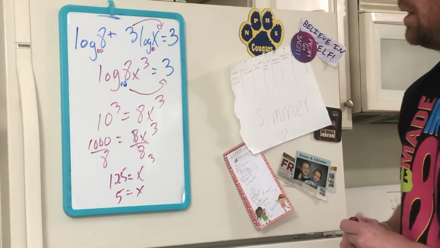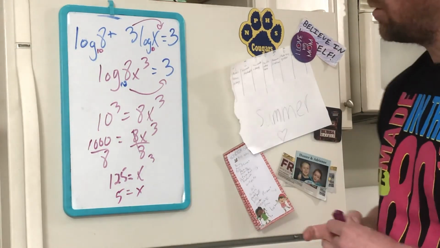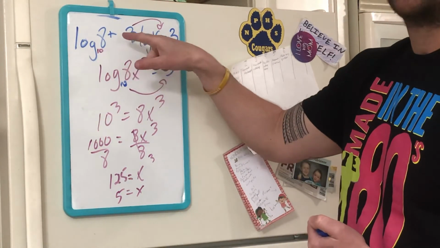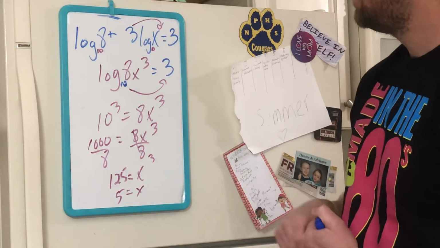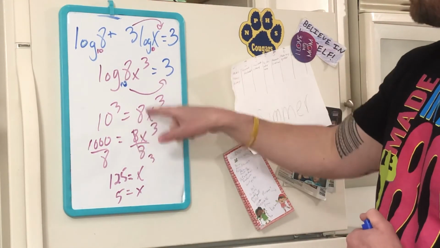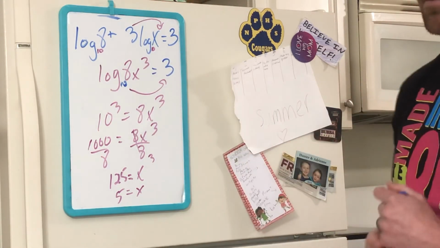So one more time, this 3 goes in front for the exponent, and then multiplication and add are the same thing, so we do 8 times x to the third. We put that 10 there because there's no base. 10 to the third power equals this, and then we just solve for x from there.